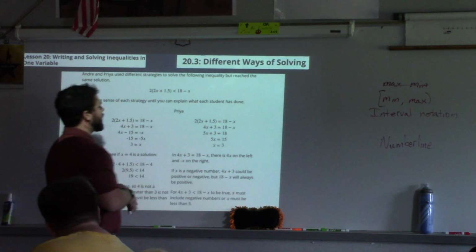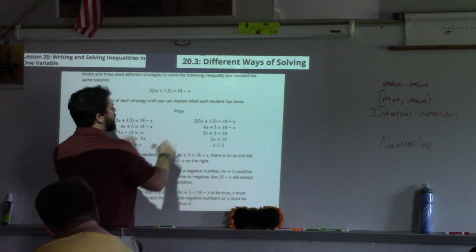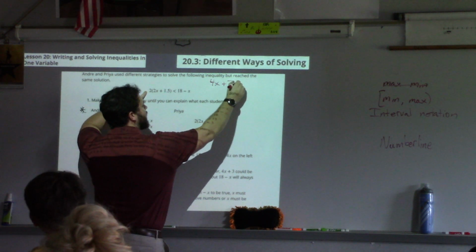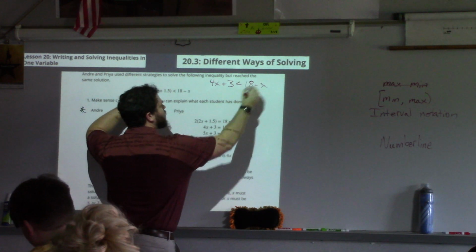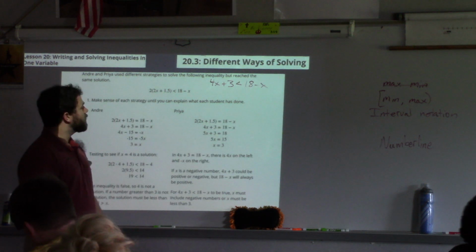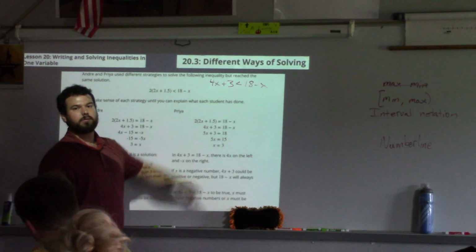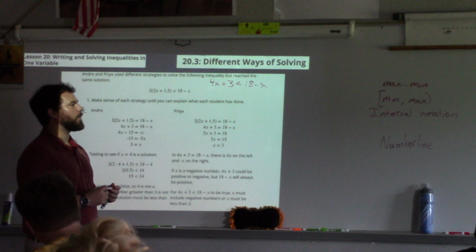It's not randomly. Okay, so let's look at this one. Let's solve this one out together. So I'm going to get 4x plus 3 is less than 18 minus x. What did I just use? The distributive property, right? Are these inequalities equivalent? Yes, because I used the distributive property.